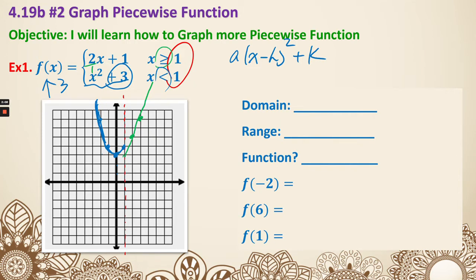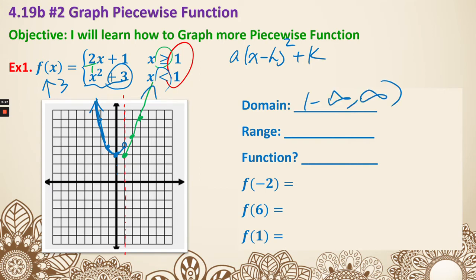Now it's time to check the endpoint. For the green one, it is equal to, so I do have a solid dot right there. But for the parabola it is actually less than 1, so I don't have a point. It's going to be an open circle right there. Domain, everything to the left, everything to the right, so negative infinity to positive infinity.